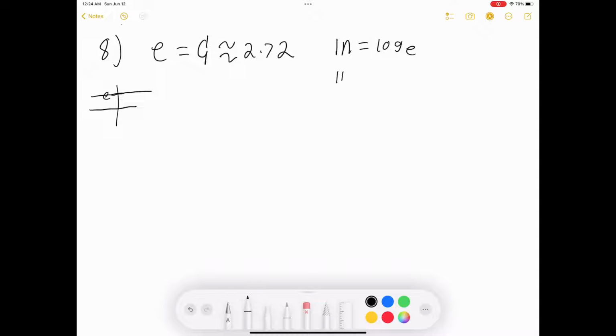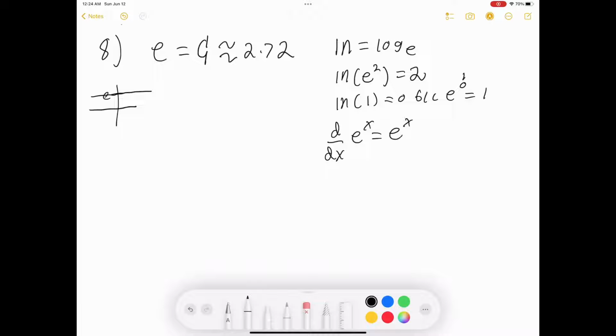So there are also a lot of properties of logs which are pretty cool. For example, the log of xy is equal to log x plus log y. Similarly, log x over y is equal to log x minus log y. Here we could see the natural log of e squared equals 2, because the base is e. So the natural log of e to something is going to be equal to whatever that something is. That's a property we use a lot.